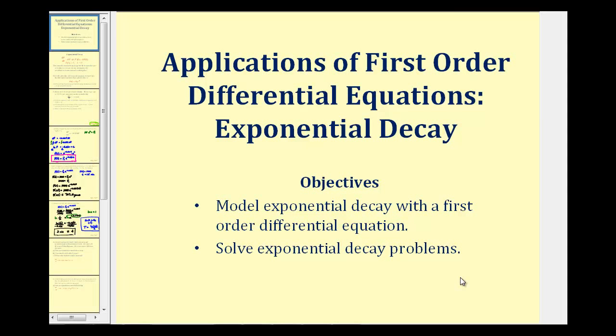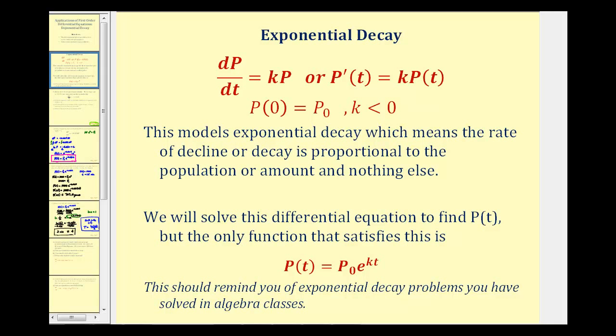Welcome to part 2 of applications of first-order differential equations involving exponential decay. In part 1 we discussed how the differential equation dP/dt equals k times P, or P'(t) equals k times P(t), models exponential decay, which means the rate of decay or decline is proportional to the population or amount and nothing else. So the change of P with respect to t is equal to some constant k times our function P. And because we have decay, k is going to be negative.